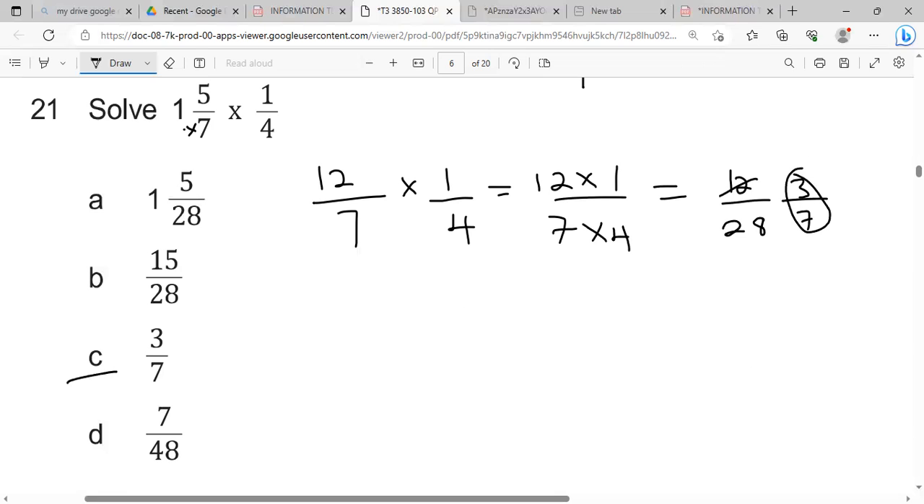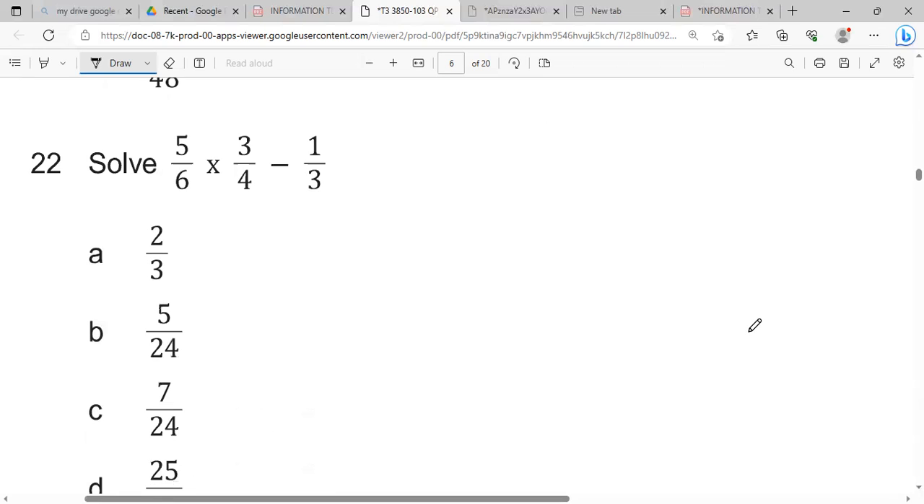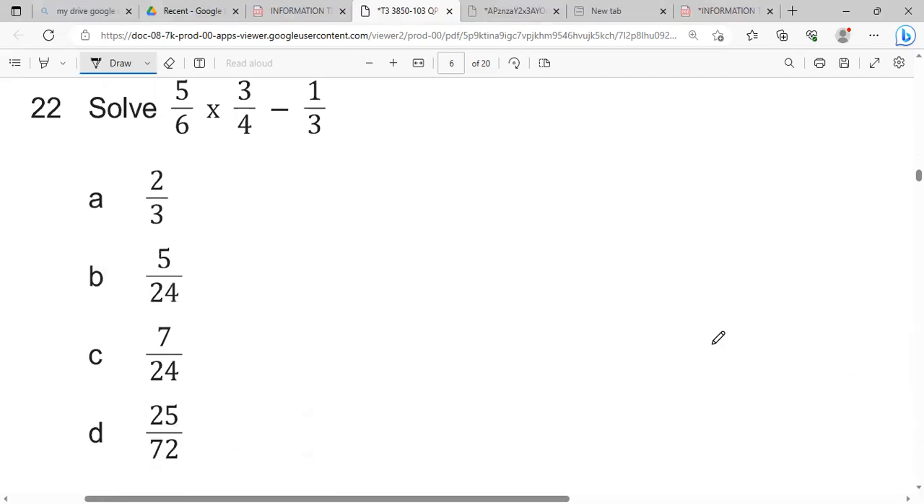All right, let's move on to 22. And this one now is bangarang. Let's go, let's go. Don't need to panic when you see this, guys. So it says 5 over 6 times 3 over 4 minus that. So what we're gonna do, I'm gonna rewrite it because I want to explain something to you guys.